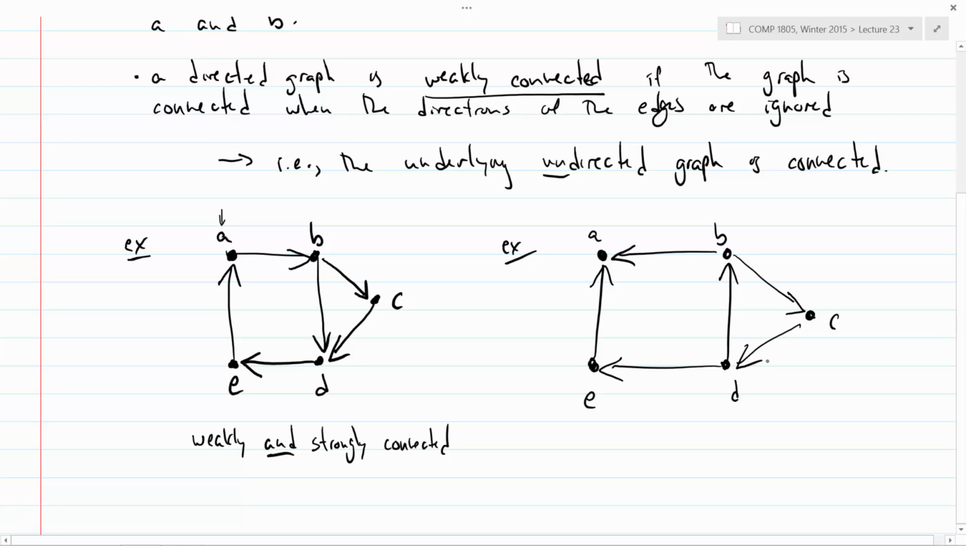So is this graph going to be weakly connected? Well, yes, because the underlying undirected graph is exactly the same as the previous one. It doesn't matter which direction the arrows go. So this is weakly connected.